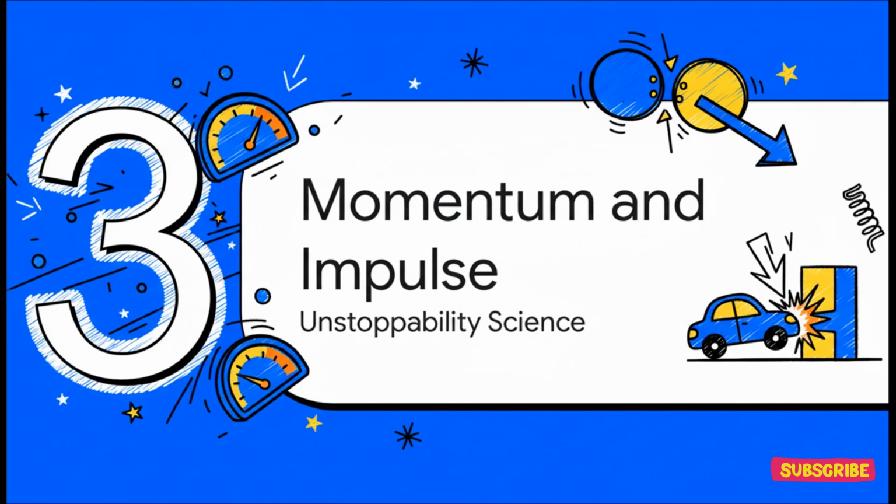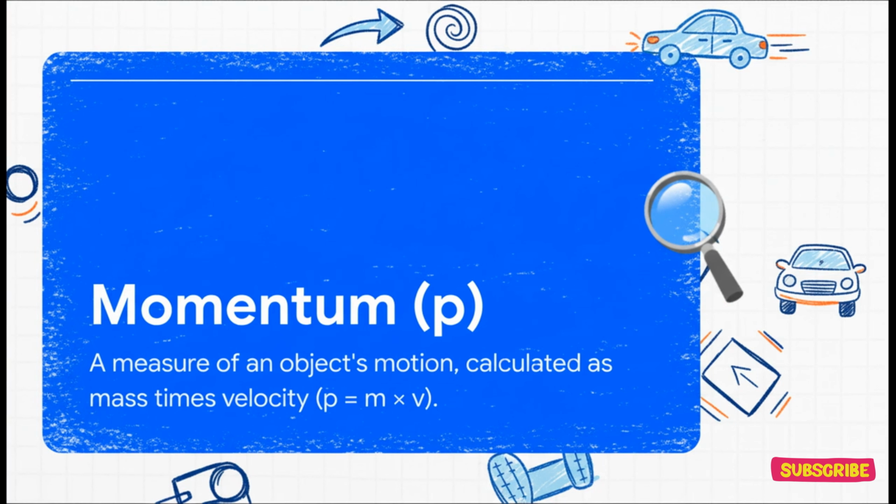All right, now let's take two ideas we already know: how heavy something is, its mass, and how fast it's going, its velocity, and combine them into one incredibly useful concept. We're talking about momentum, which you can just think of as a measure of an object's unstoppability. The formula itself is super simple. Momentum, which we call P, is just mass times velocity.